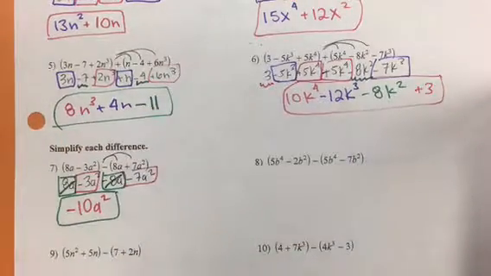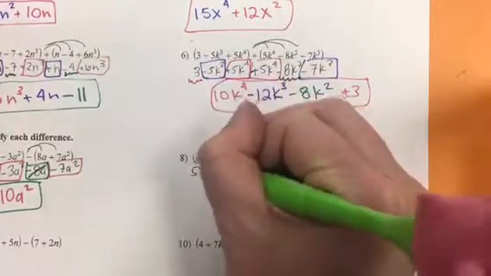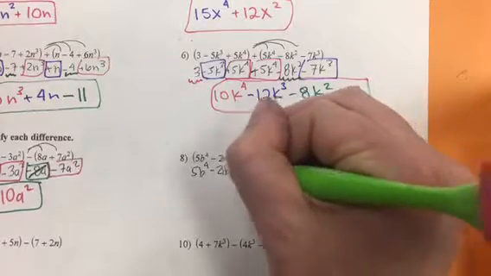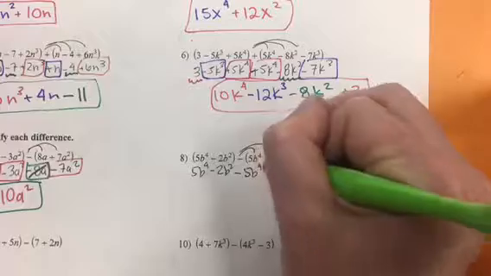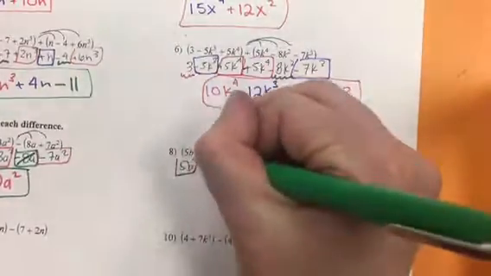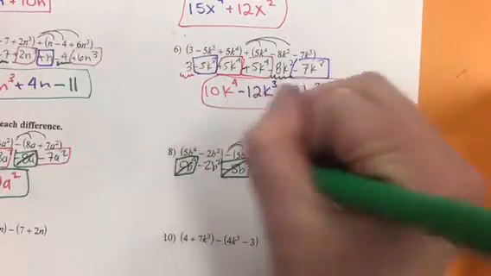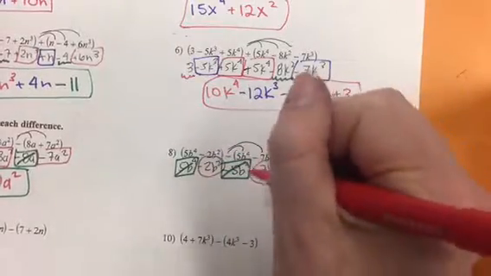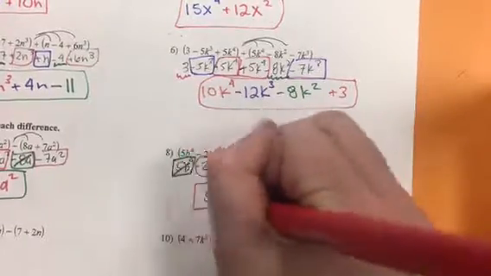5b to the fourth minus 2b squared. Distribute the negative, which makes the 5 become a negative 5b to the 4th, and this one will change to a positive 7b squared. 4 is our biggest power. 5 minus 5 just cancels out. Negative 2 and a positive 7 make 5b squared.